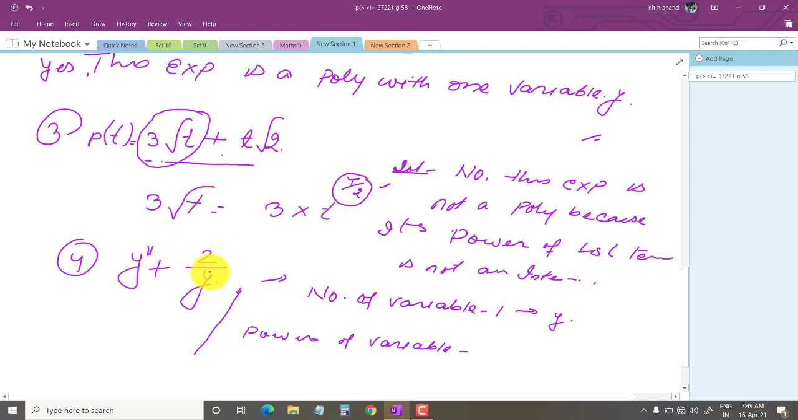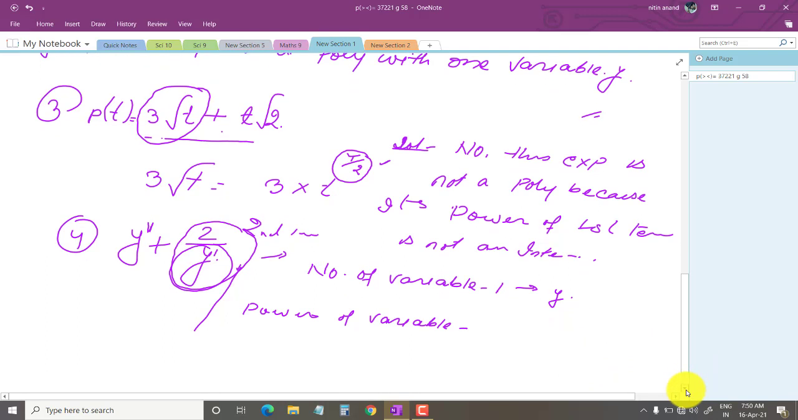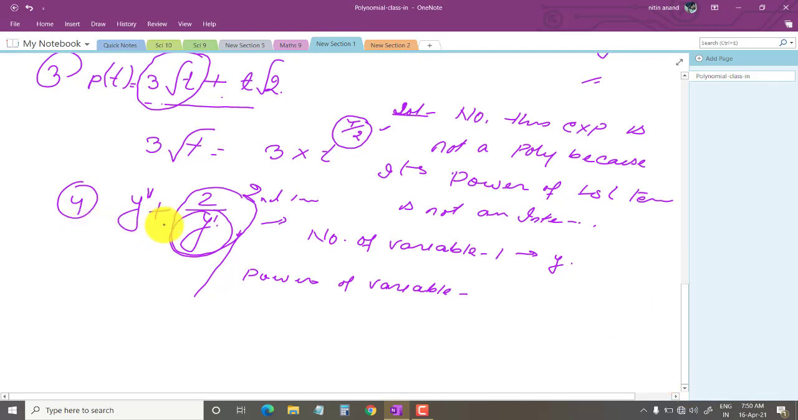But see, also this has power 1. Yes, it has power 1. But if we talk about the complete term, suppose this is our second term. If we talk about our second term, then it will be 2 by y. Yes, it is 2 by y.